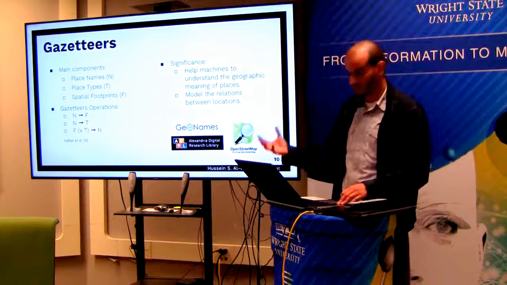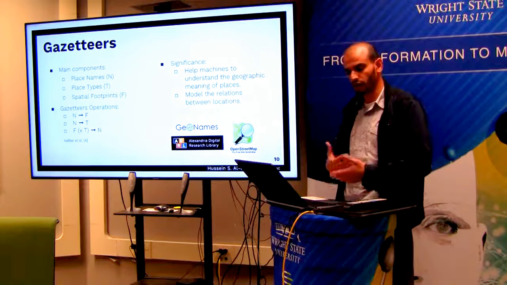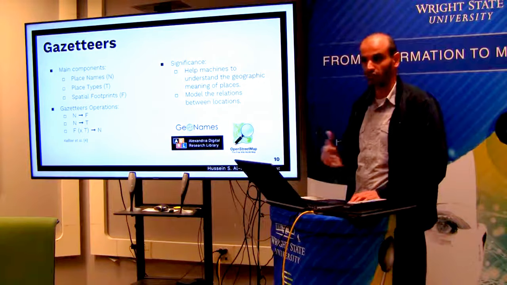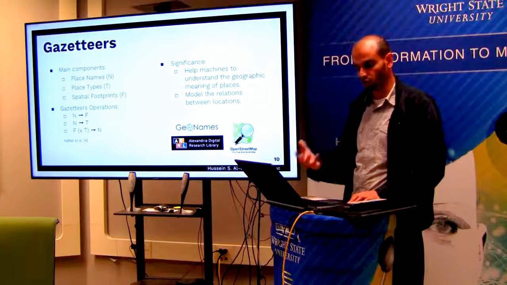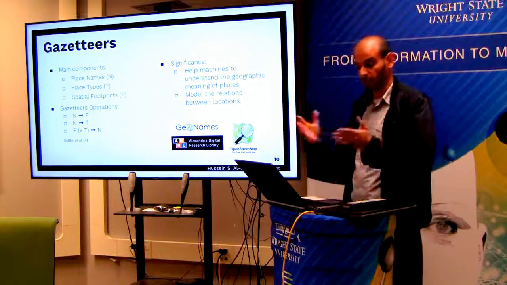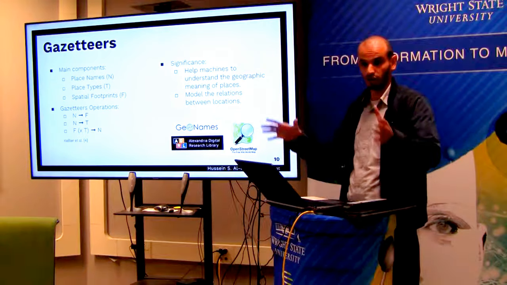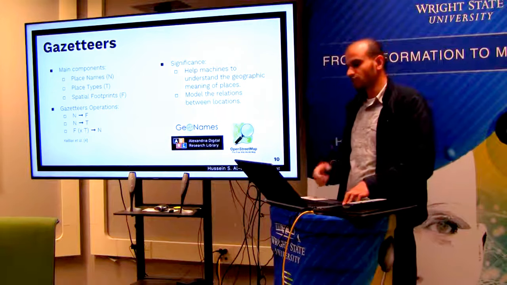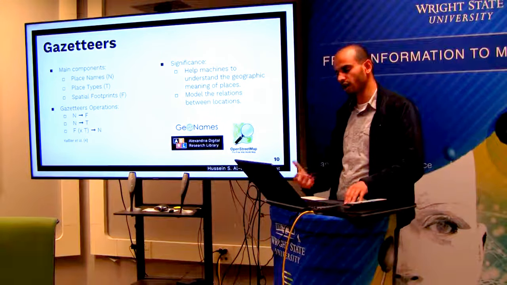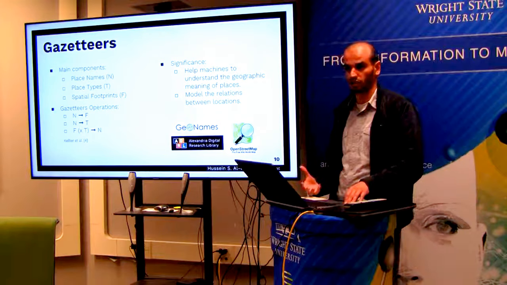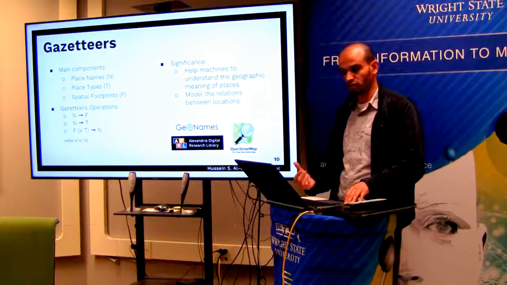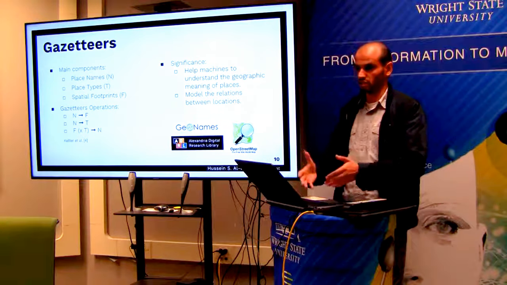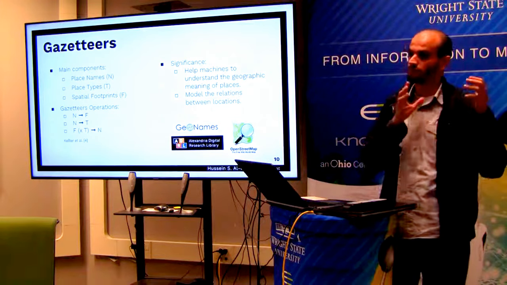So the gazetteer operations are: if I give it a place name, I'm going to be able to see the footprint. If I have a place name, I can know the type of that location. If I give a footprint and a type, sometimes I can get all the place names that are within, let's say, a longitude-latitude bounding box. The significance of such gazetteers is to help machines understand the geographical meaning of places, and to model the relations between locations. So for example, I can have a hierarchy where a city is inside a state, which is inside a country, and so on.